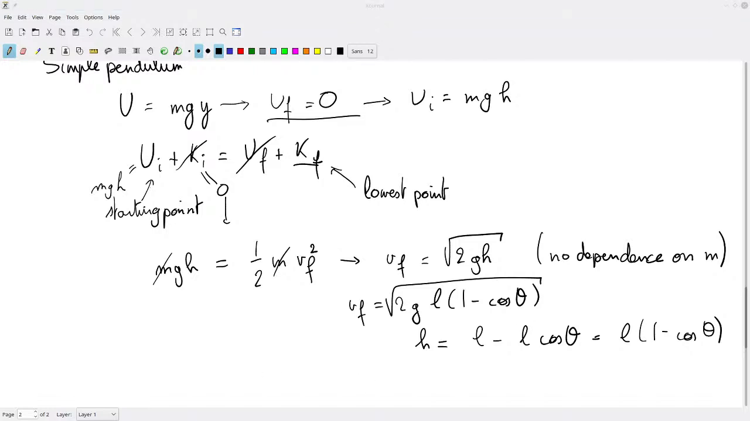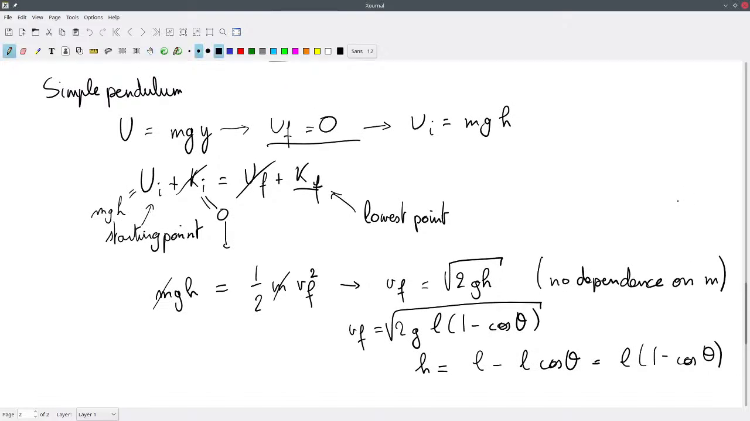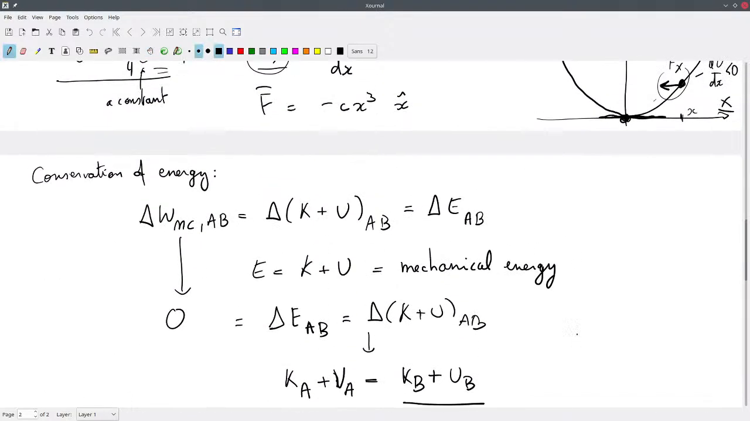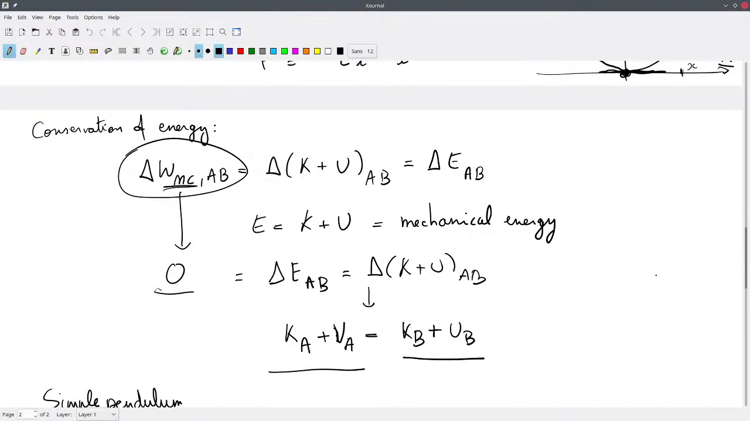Okay, so that's an example of using this problem solving strategy for conservation of energy problems. There's no non-conserving component to the work, so this non-conserving work is 0, and that's what allowed us to set the sum of kinetic and potential energy at the initial point and the final point equal to each other.